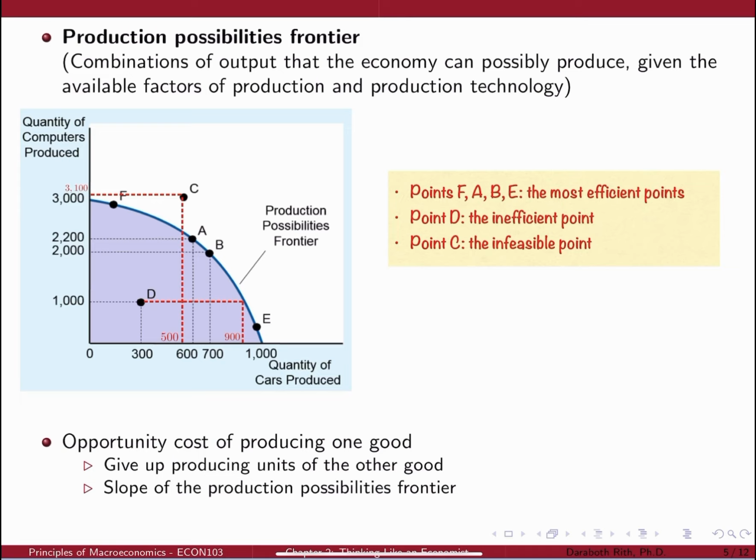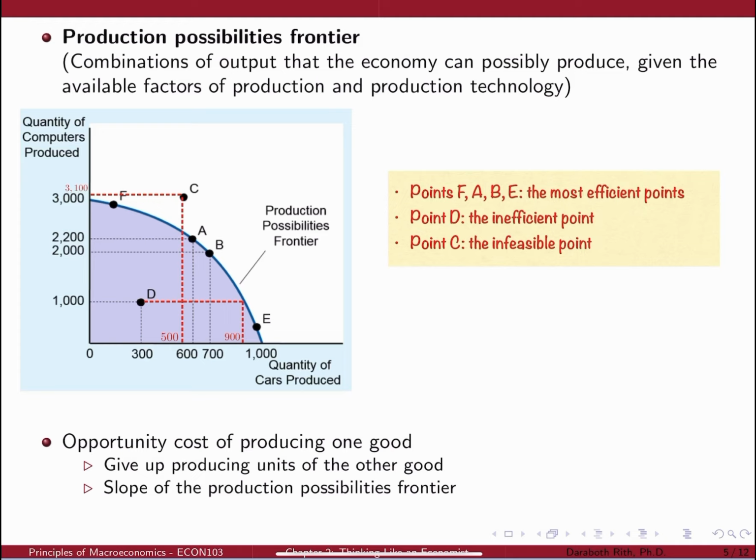However, a point that sits to the left of the PPF border, in this case point D, represents an inefficient point. Why is point D inefficient? Because consider this. If they decide to produce computers at 1,000 quantities, then if they use all their resources efficiently, they should produce cars up to 900 quantities, not 300 quantities, as we see. So here we can say that this economy at point D is inefficient.